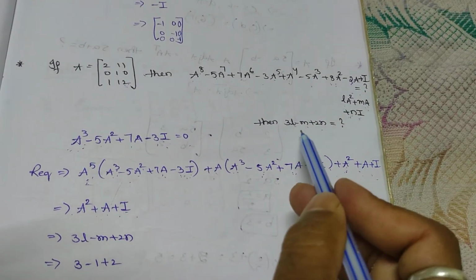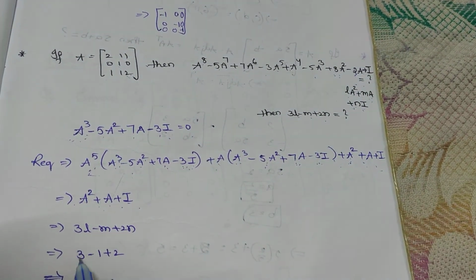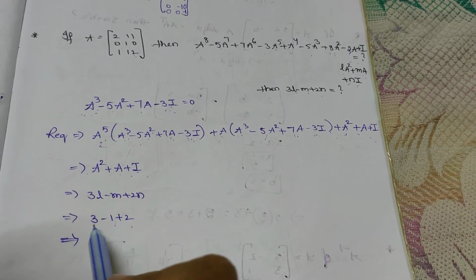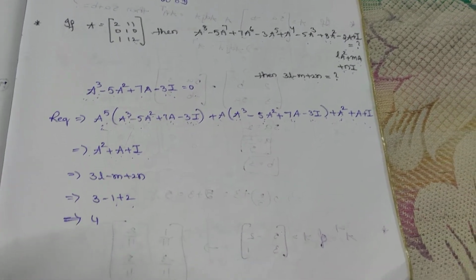So now what is being asked? 3L minus M plus 2N. That is nothing but 3 into 1 minus 1 plus 2 into 1. So that means 3 minus 1 plus 2, that is equal to 4.